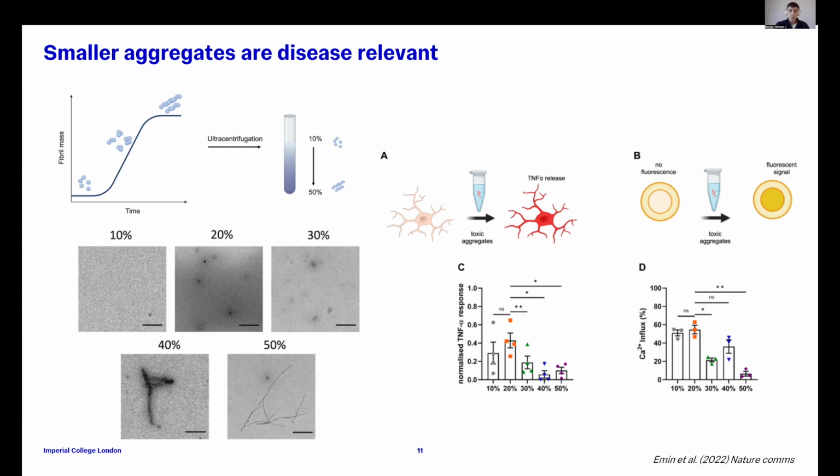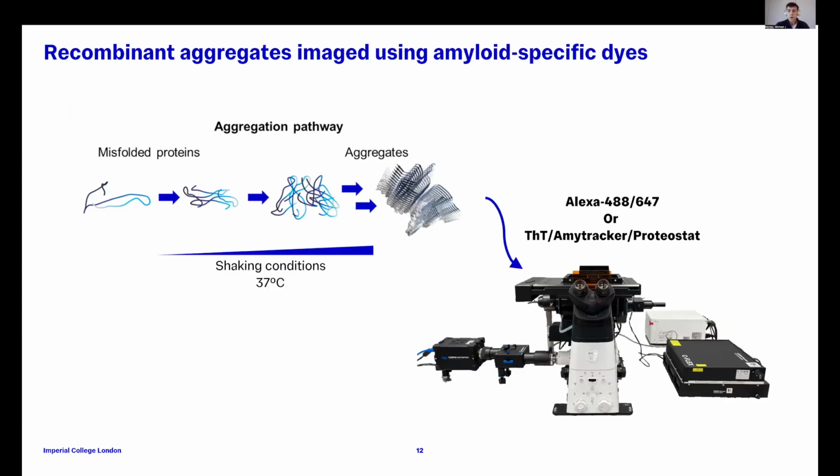And this is wonderful, but what we wanted to do was use a technique that was compatible with live cell imaging, which is why we chose fluorescence microscopy. Our initial experiments were with recombinant proteins, where we took the proteins and aggregated them ourselves in the lab. For example, with alpha-synuclein, we used shaking conditions at 37 degrees over a number of days to produce the aggregates we're interested in. We immobilized them on our coverslip and labeled them with either Alexa Fluor 488 or 647 probes, or used aggregate-specific dyes such as ThT.